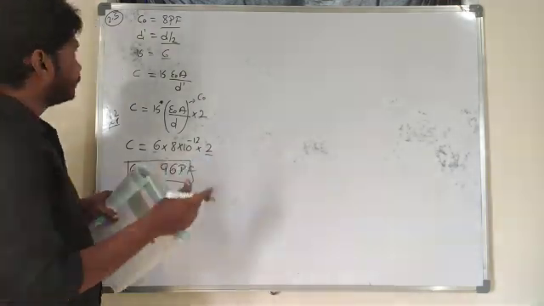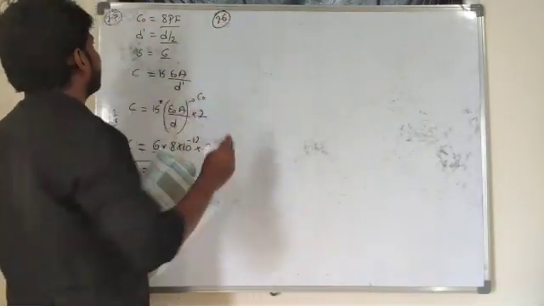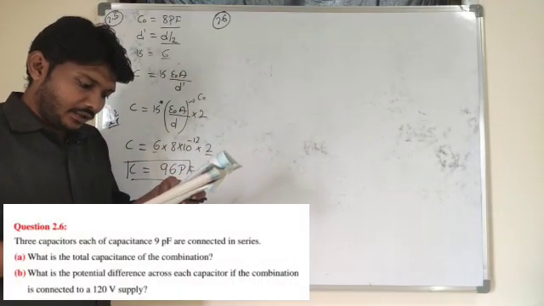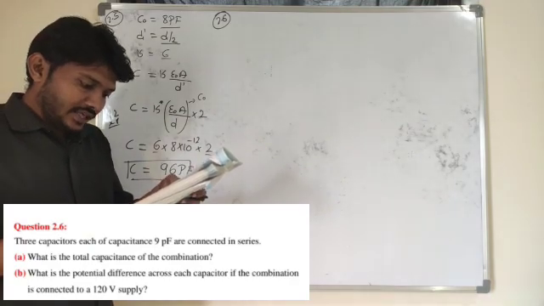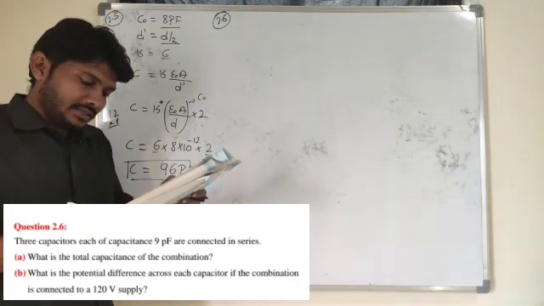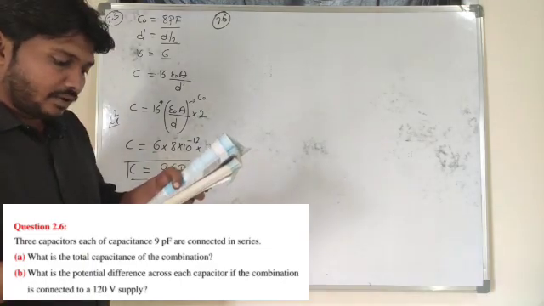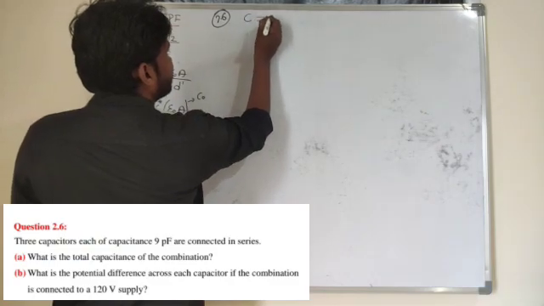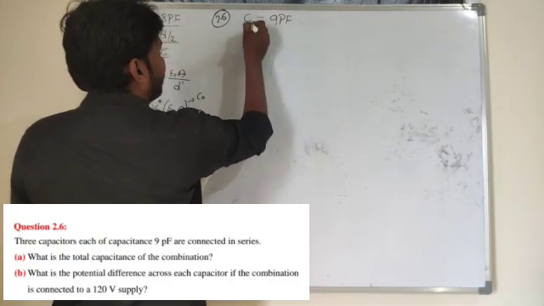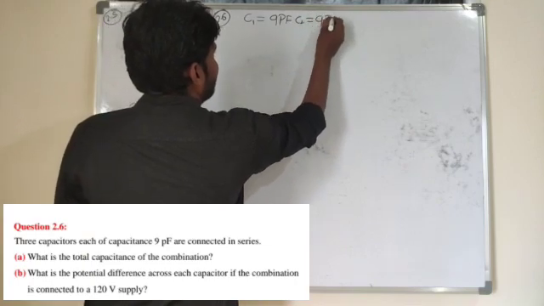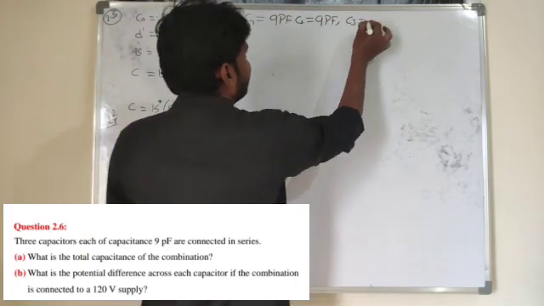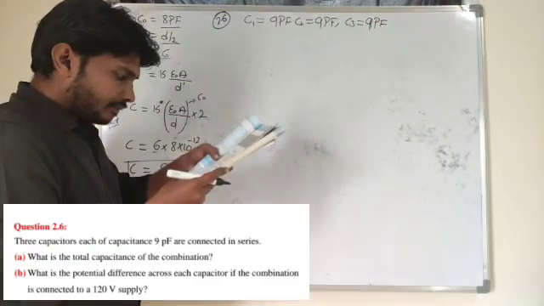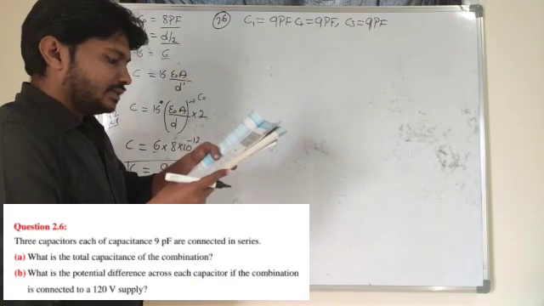So next one. Three capacitors, each of capacitance 9 picofarad, are connected in series. So they mention 3 capacitors, each having capacitance 9 picofarad, and all these 3 capacitors are connected in series combination. C1 is equal to 9 picofarad, C2 is also equal to 9 picofarad, and C3 is also equal to 9 picofarad here. And these capacitors are connected in series combination.